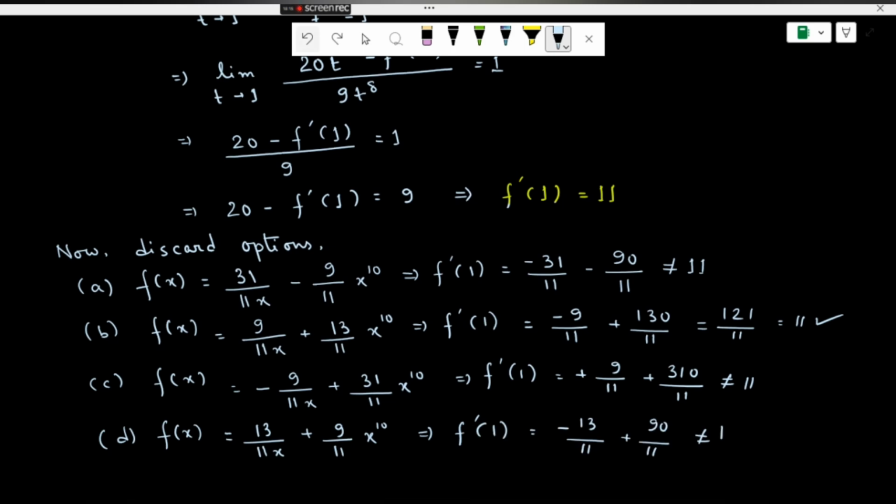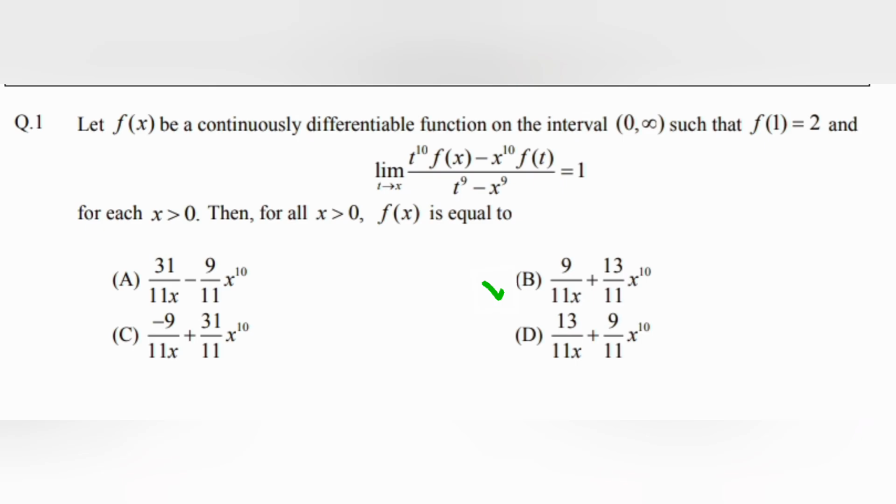So after discarding the options, it is obvious that option B is correct, which is f(x) is equal to 9 by 11x plus 13 x to the power 10 by 11.